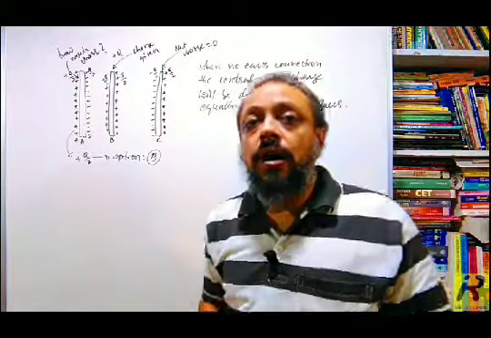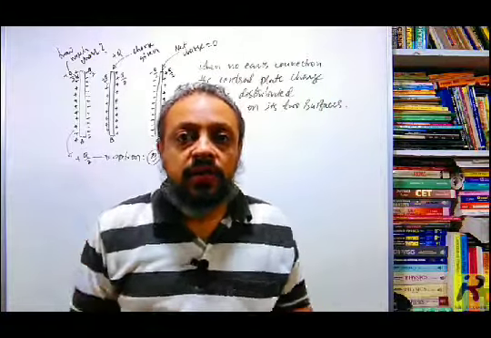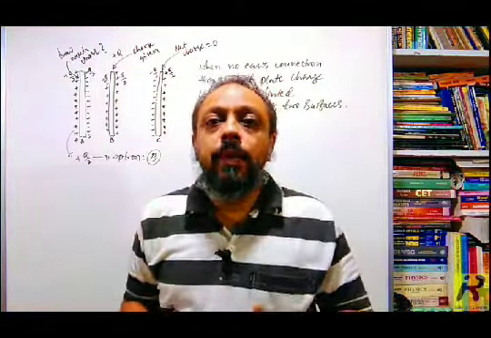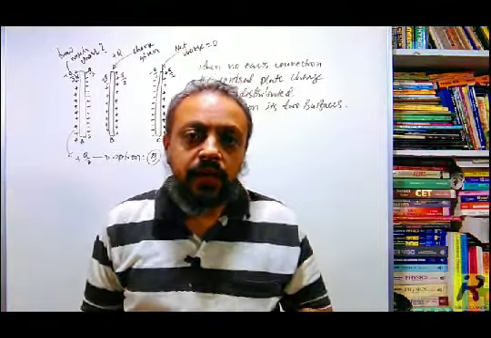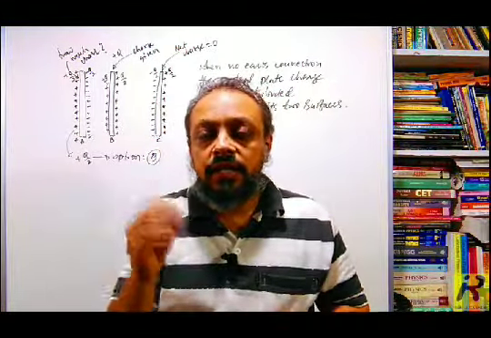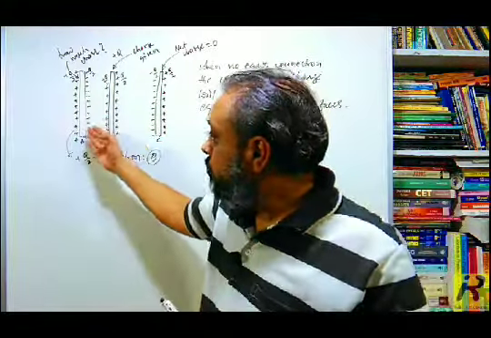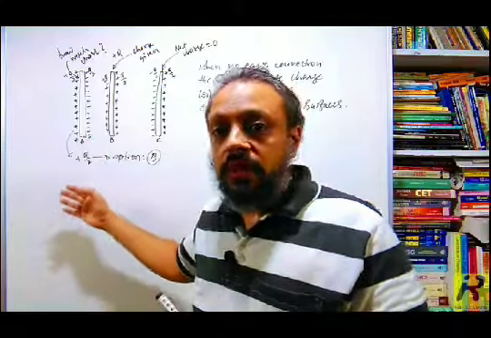Now I have to think over the second question. The second question is: the charge that will flow to earth when only switch S1 is connected to earth is. In this part of the question, the switch S1 is closed. That means the leftmost plate is going to be grounded, that is, earthed.